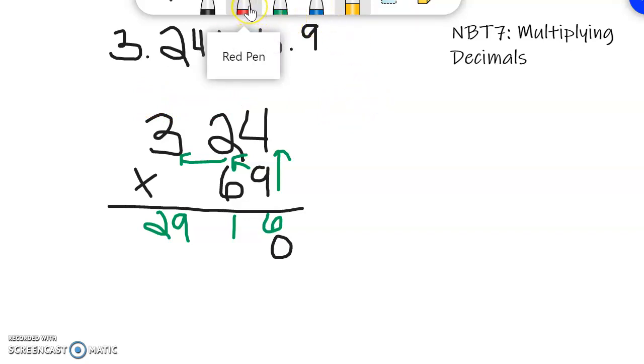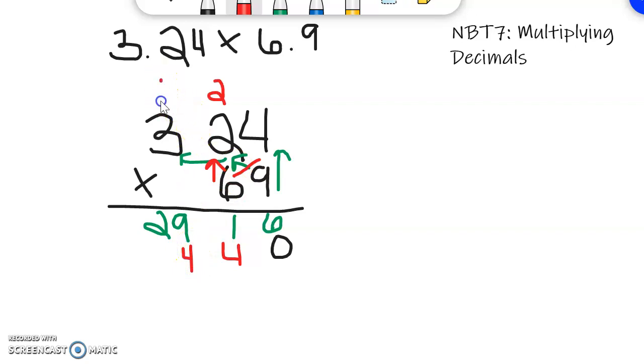So now I'm ready to distribute the 6, okay? And I'm going to distribute the 6 to the 4 first. 6 times 4 is 24. The 4 goes beneath the 1 in the tens place, and the 2 is regrouped up top to the tens place. Now I'm going to distribute the 6 to the 2. 6 times 2 is 12, and 12 plus 2 is 14. That 4 goes under the 9, and the 1 is regrouped over the 3.